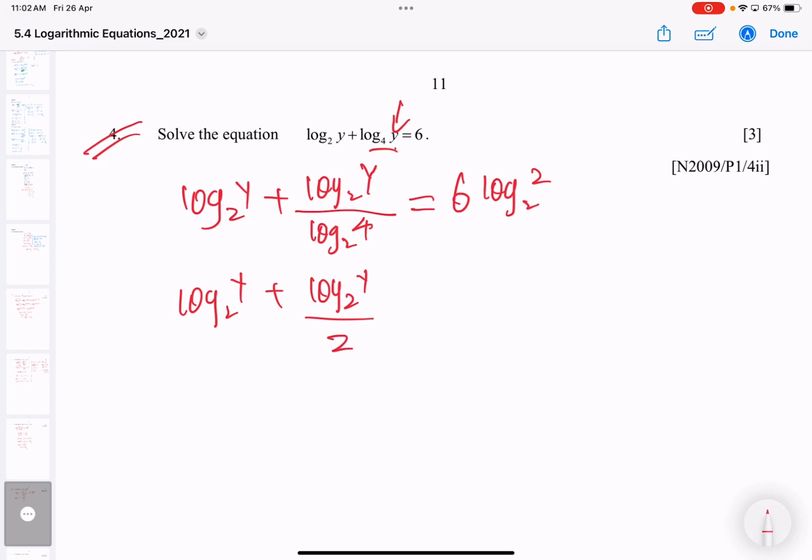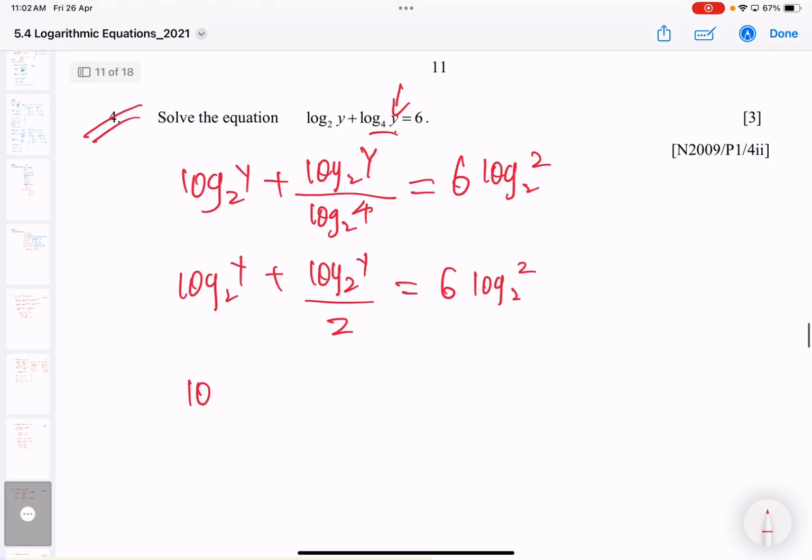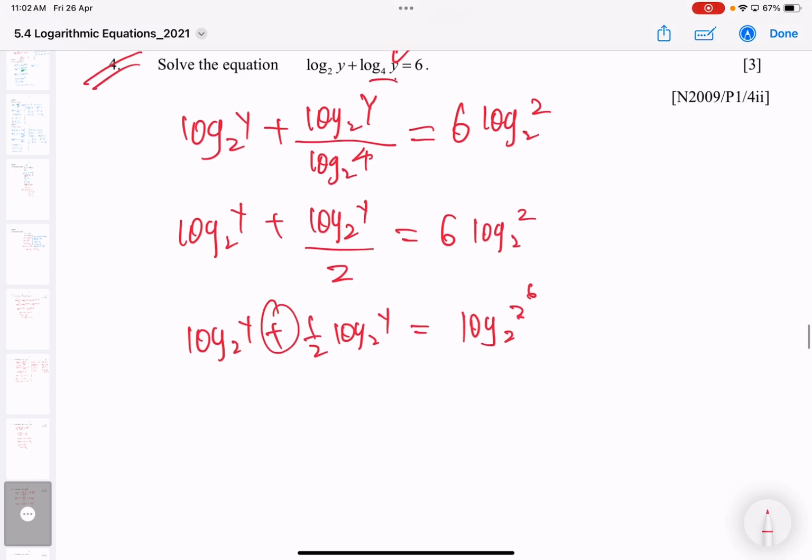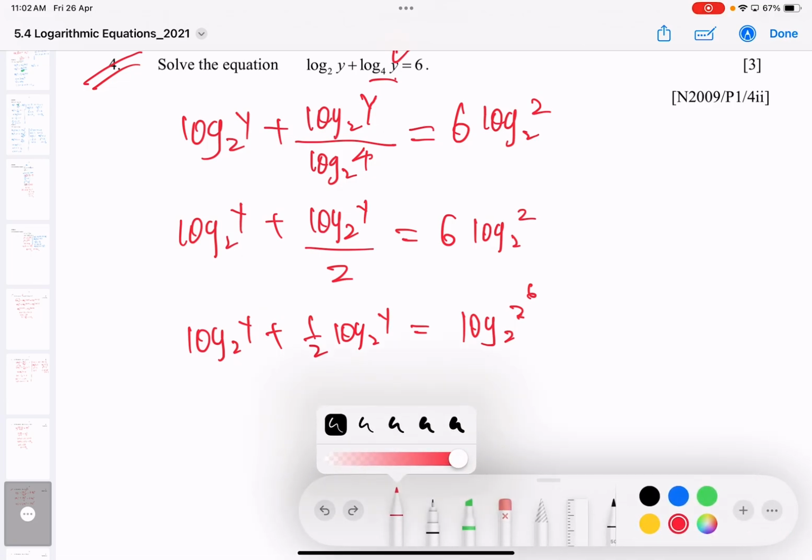Then I realize, hey, can I actually combine things? Yeah, I can combine things. Okay, so this one is actually half. Do you see that? Never mind, let me write everything out first. 6 log 2, 2. So here can be written as half log 2y. Then here I'm going to bring up the 2 to the power of 6. Okay, and since this is a plus, I know that I can combine these two, but before that, this I need to bring it up.